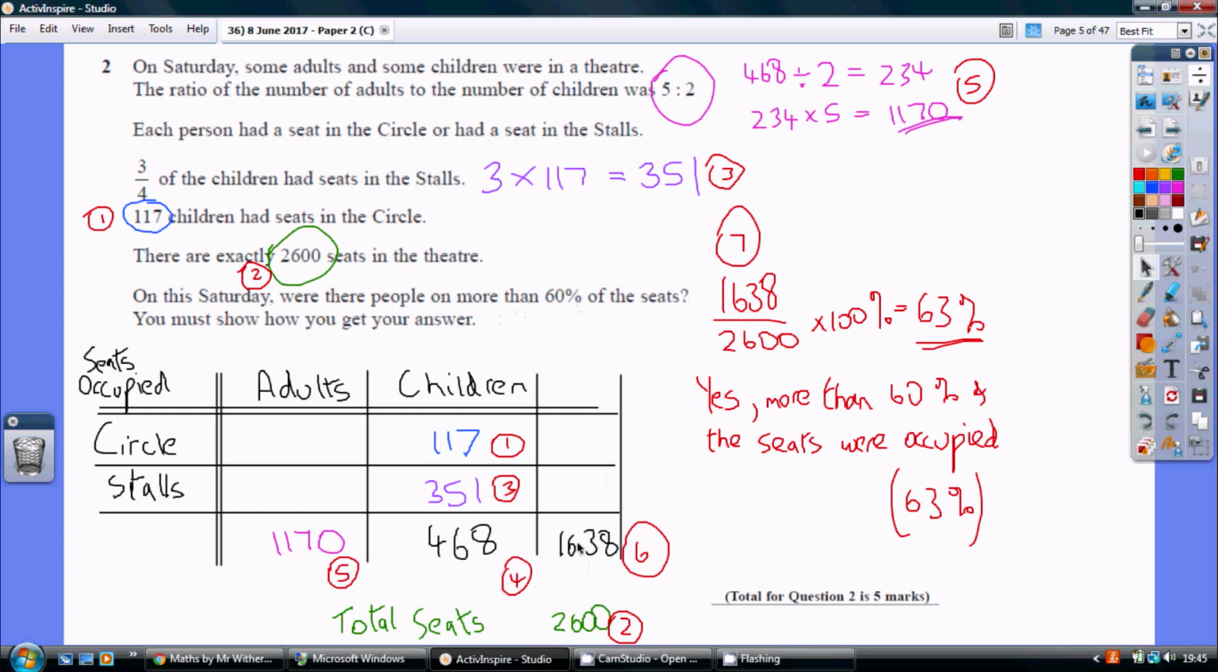Now we're being asked, are the number of people on this Saturday taking up more than 60% of the seats? So the total number of seats taken up is 1638 out of the 2,600. So let's work that out as a percentage. So 1638 divided by 2,600 times by 100 gives us 63%. So yes, more than 60% of the seats were occupied on the Saturday because 63% were occupied.